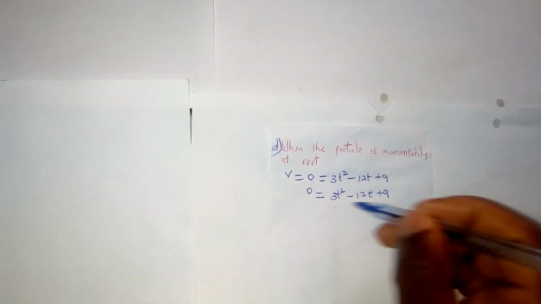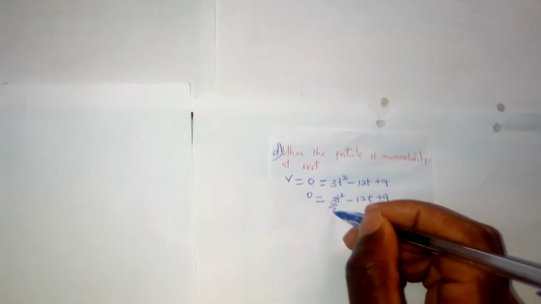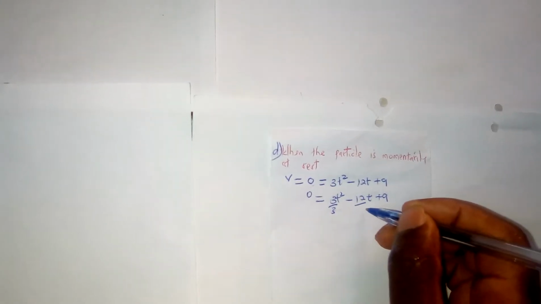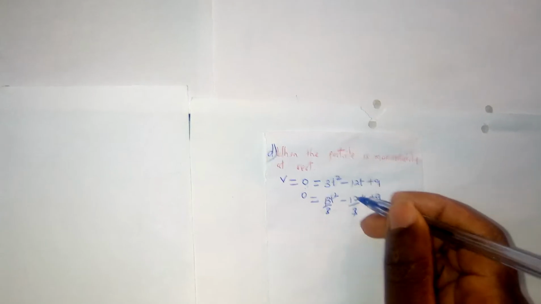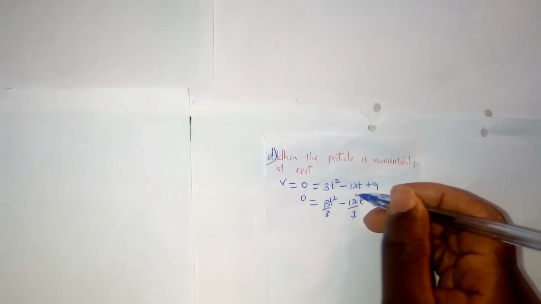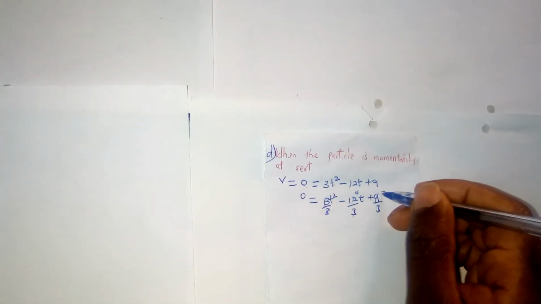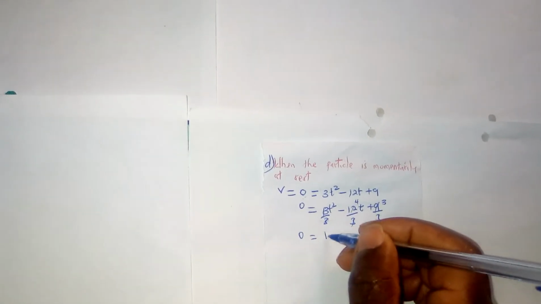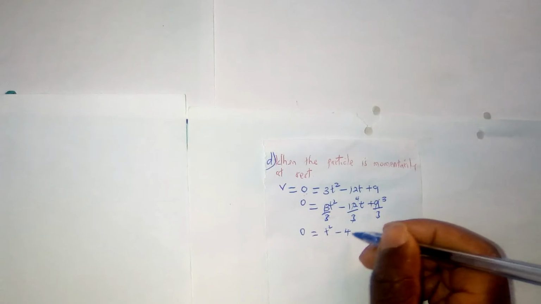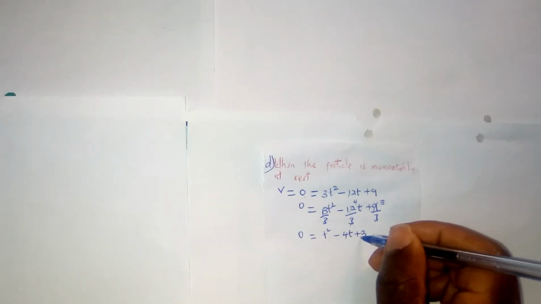Now since this, I can as well reduce it by dividing every term by 3. I divide by 3, I divide by 3 there. So that I remain with 4 here, 3 here. So the next step shall be 0 is equal to t squared minus 4t plus 3.